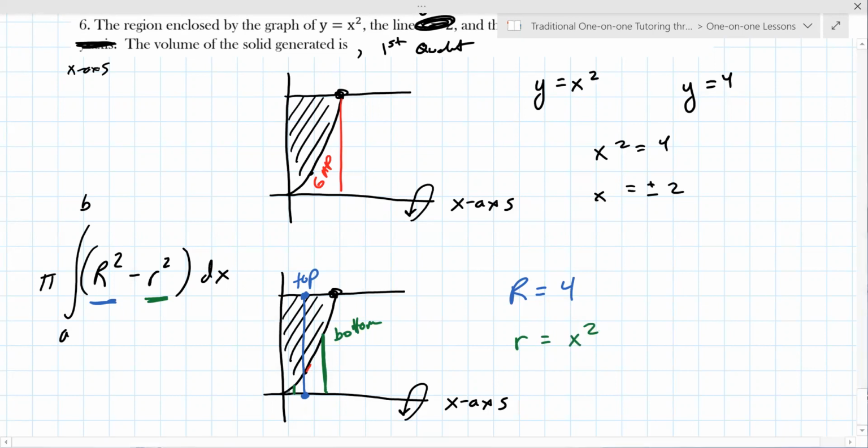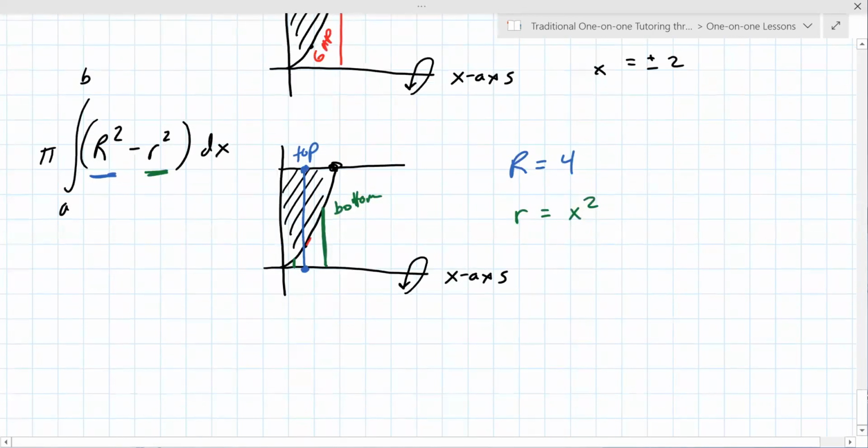Sometimes it's good to check the endpoints. When x is 0, little r is 0. In the middle, when x is 1, little r is 1. I don't have this drawn to scale. And when x is 2, little r is 4. So it does work. It does actually capture the big R and little r.